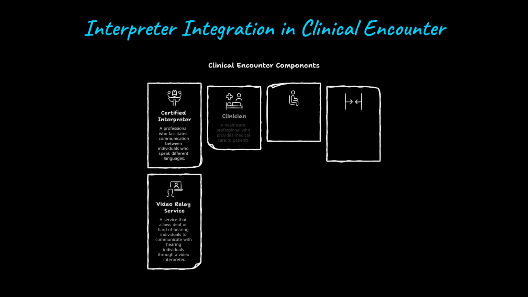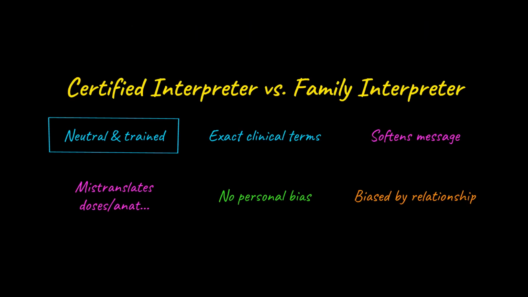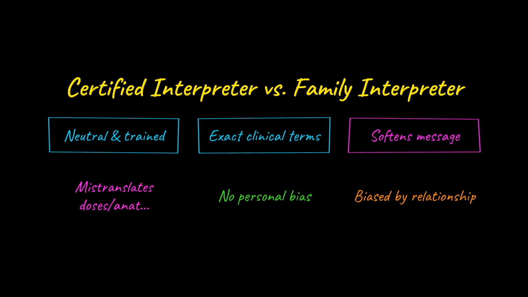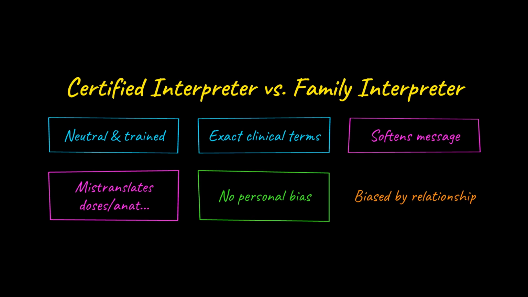In practice, the interpreter joins by phone, video, or in person, introduces themselves, confirms language and dialect, and conveys each speaker's words in first person. A family member present in the room may offer support, but should not serve as the interpreter. The critical exam distinction is between a certified interpreter and a family or friend interpreter. Family members soften, omit, or substitute messages, especially around sensitive topics like mental health or end-of-life decisions.